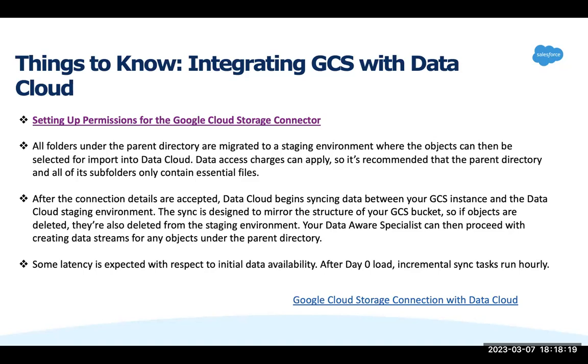There's one main important point. Some latency is expected with respect to initial data availability, because once you connect Google Cloud with Data Cloud, there is some sort of latency which you could expect. But after your first load, or a zero load, the incremental sync is very fast, and that runs every hour. So the minimum data refresh between Google Cloud and Data Cloud is 1 hour. All right, so these are some of the things to know before you integrate Google Cloud with Data Cloud. The parent directory is very, very important.